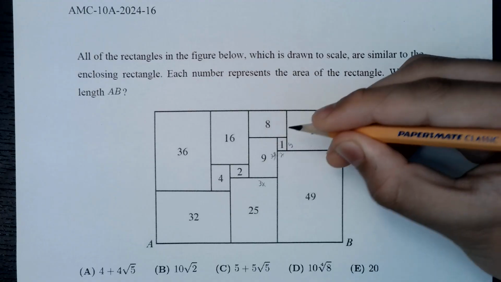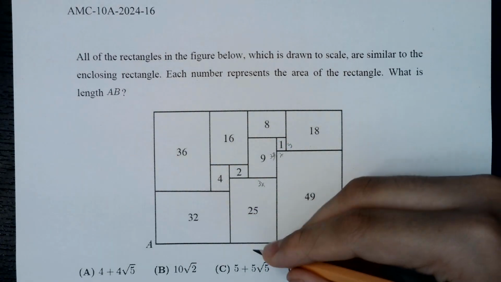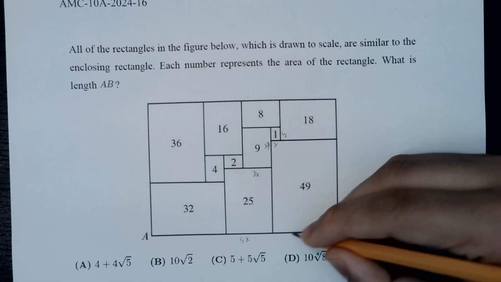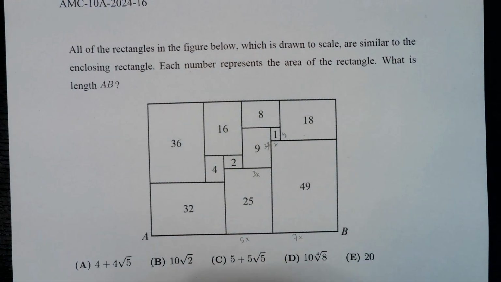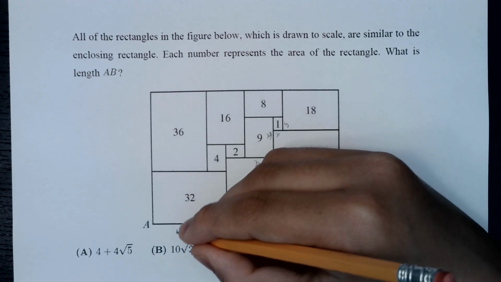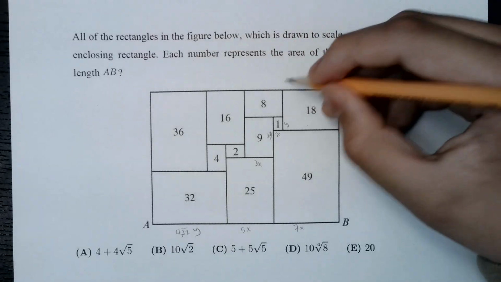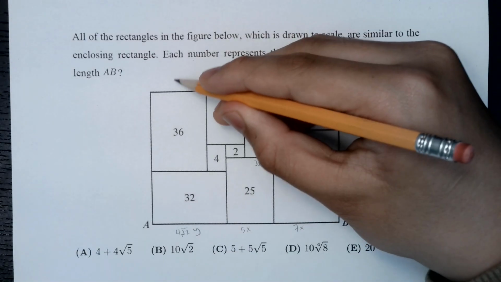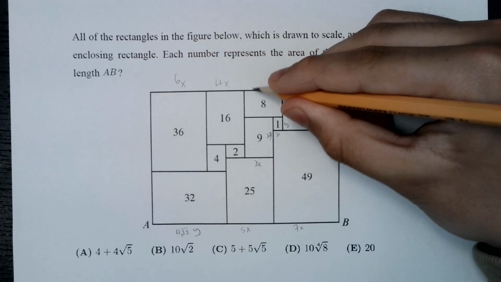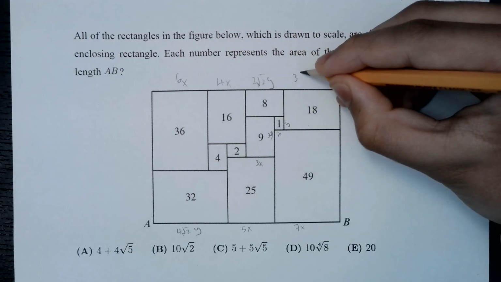So now let's look at AB on this side and AB on the other side of the rectangle. Here we see that AB on the bottom side would be 5x here, 7x here, and, a little more confusingly, 4 square root 2 y. On the top side, it's going to be quite similar. It's going to be 6x, 4x, 2 square root 2 y, and 3 square root 2 y.